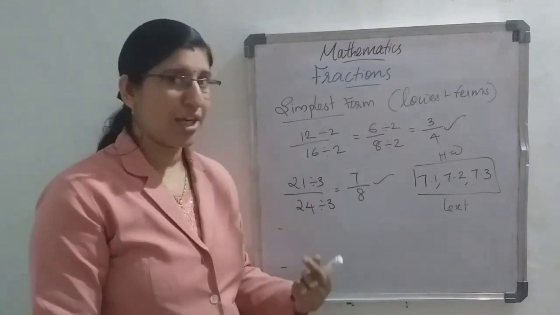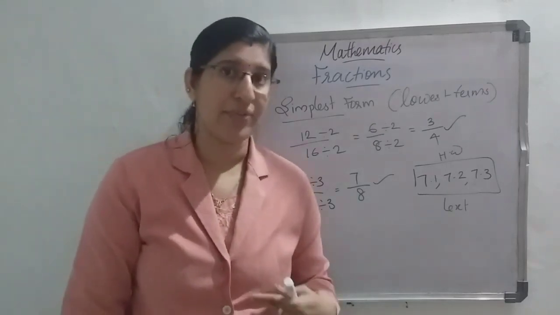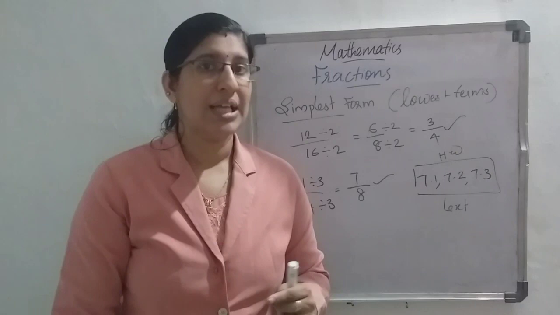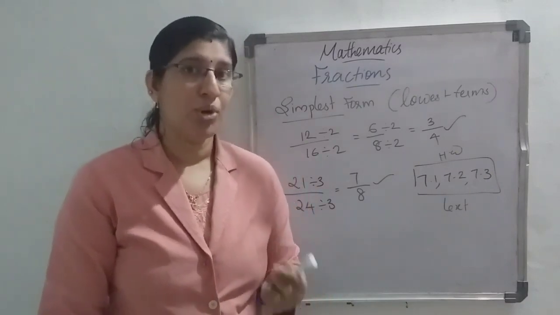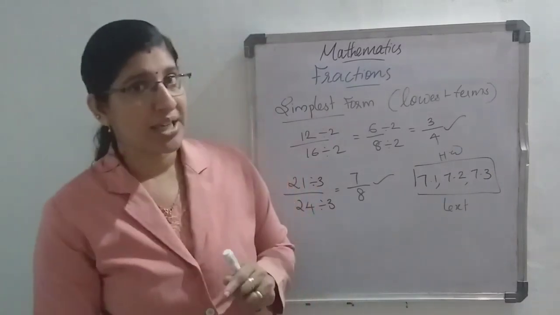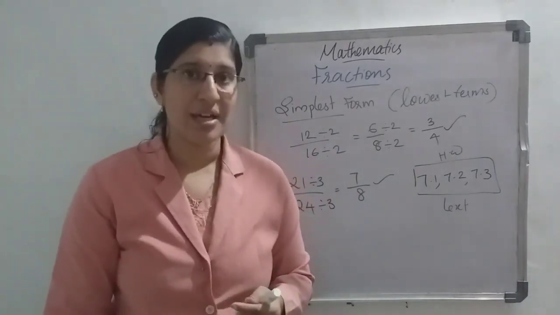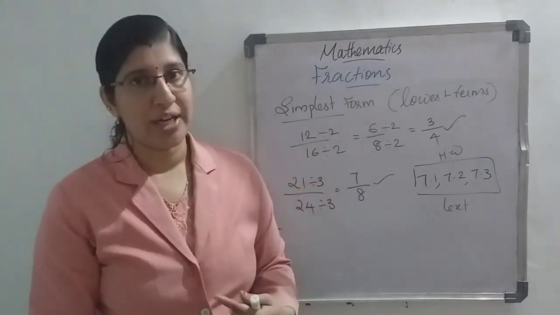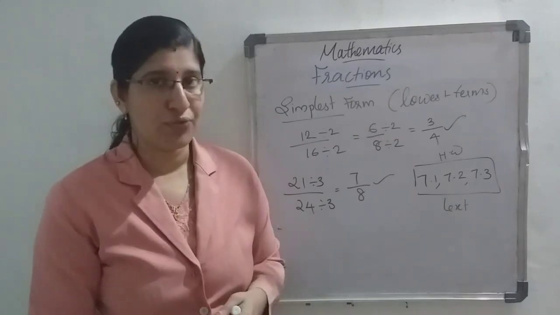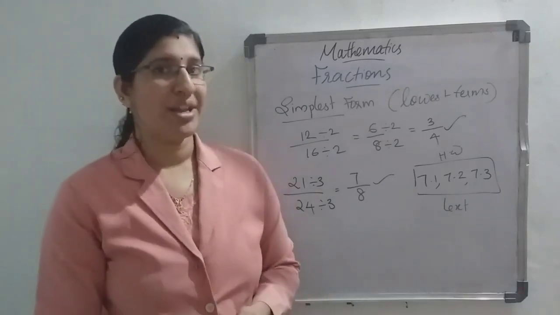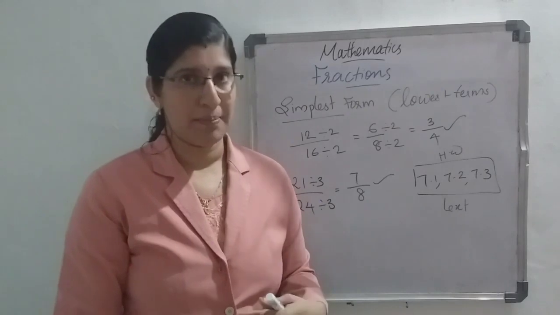What are equivalent fractions? Equivalent fractions are fractions with the same value that we get by multiplying both the numerator and the denominator by the same number. Simplest form or lowest terms means the simplest form of a fraction, which you find by dividing the numerator and denominator by the same number.